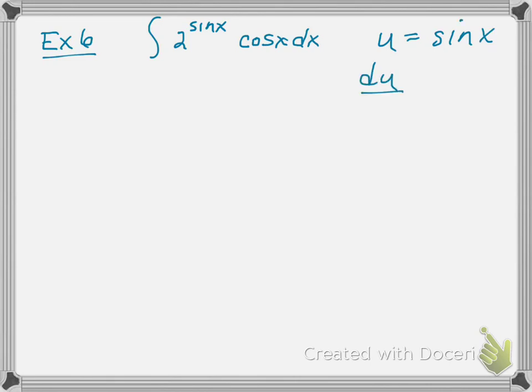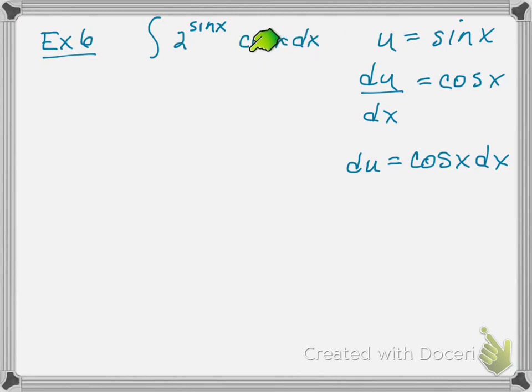The derivative of u with respect to x, the derivative of a sine is simply a plain old cosine. And that works out really well. If I multiply both sides by a dx, I've got cosine of x dx, which is great because I have a cosine of x dx in my original problem. So that can be replaced with a du. So now in the process of changing this to u's, remember this is equal to u. So I can make that 2 to the u, and this is the same thing as du. So I have 2 to the u du.